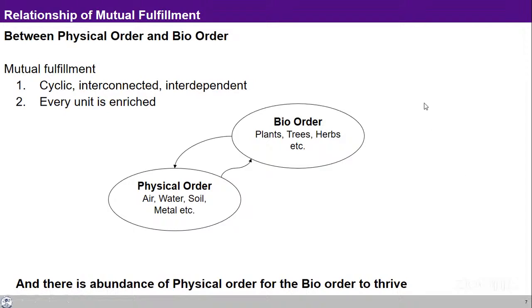Are we able to see this mutual fulfillment between these two orders? You can respond in the chat box. Are we able to see this interconnectedness between the physical order and the bio order? And if we see this, there is an abundance of physical order for the bio order to thrive. That also we can notice.